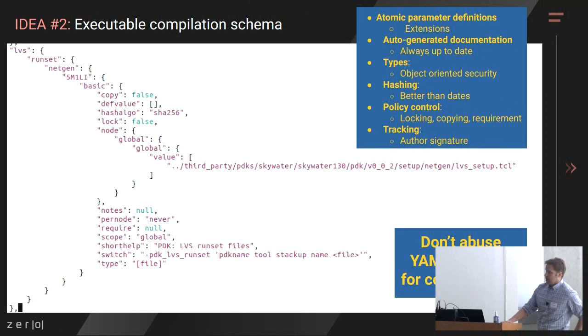Second one is, let's have a schema or a database for interchanging information, right? So that can be protobuf, JSON, YAML, whatever. We decided on JSON, and I really feel this very strongly. Don't abuse YAML or JSON, right? If you have to Google, how do I put comments in my JSON? You're not doing it right, right?